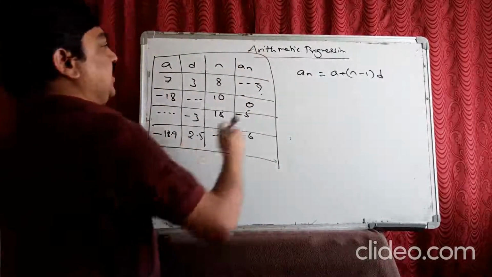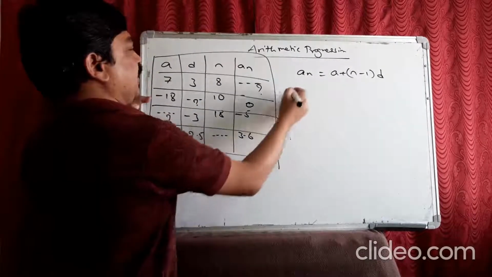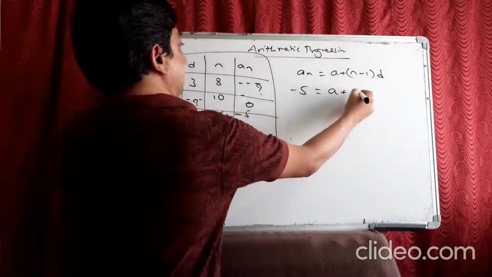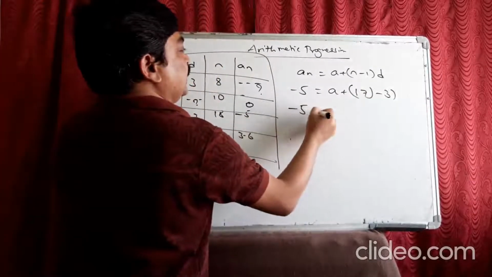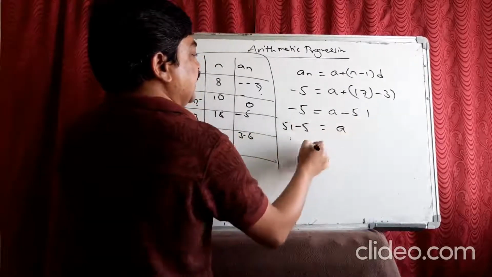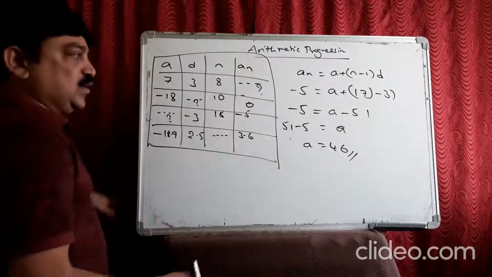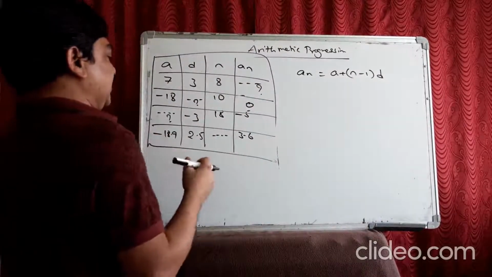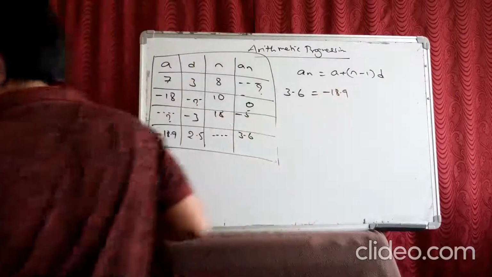Third one, you don't know the value of a. So we find a. How? An value is given, minus 5. a is unknown. n is 18, minus 1 is 17, into d, which is minus 3. So minus 5 is equal to a minus 51. Bring minus 51 here: 51 minus 5 is a. So a is 46. Okay? Understood? Next one. The same way, the fourth one. Here n is not given. An is 3.6. a is minus 18.9.